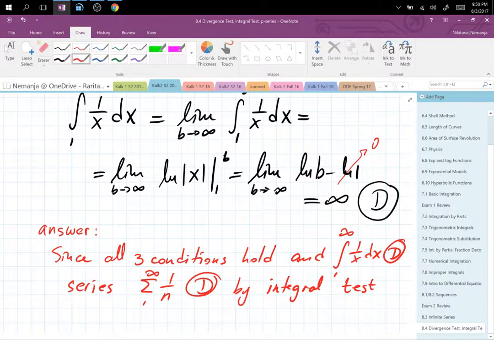It looks like it should converge, right? 1 over n. It's so nice. But it doesn't. It actually diverges. And we also saw that the divergence test did not detect that because the limit of the sequence was 0. The next order of business is what's happening with 1 over n squared. Is that going to converge or diverge? That's the question.